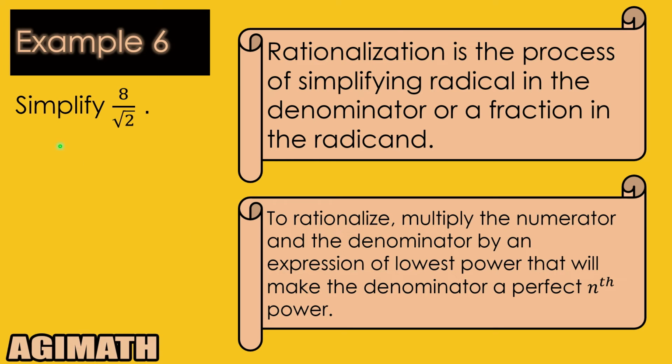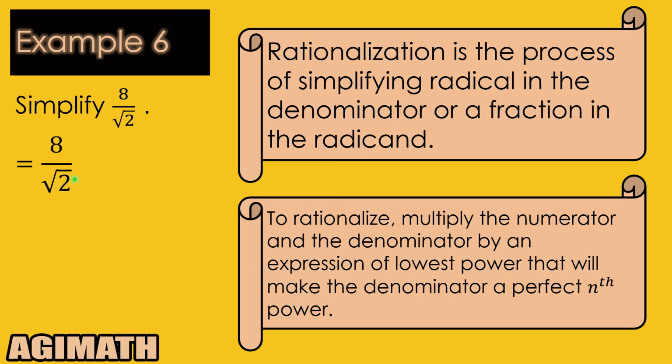So, let's have our example. 8 over square root of 2. Our problem is this one. Our denominator contains a radical sign. And if you look at the radicand, it's 2. Index is 2. So meaning if the index is 2, we're looking for a perfect square. So how are we going to make 2 into a perfect square? Yes, we are going to multiply 2 by 2, because 2 times 2 is 4, and 4 is a perfect square.